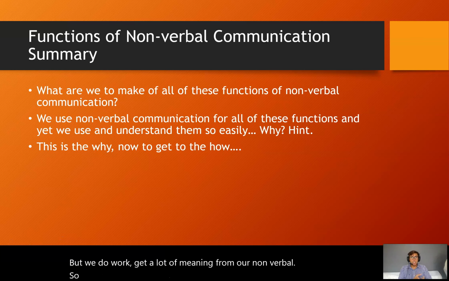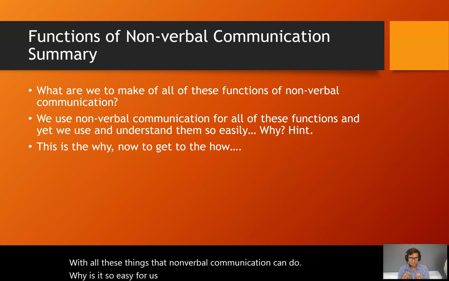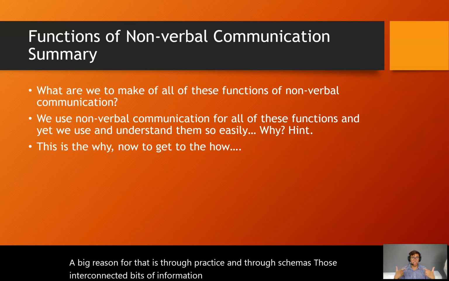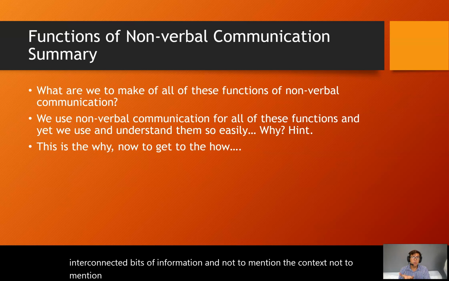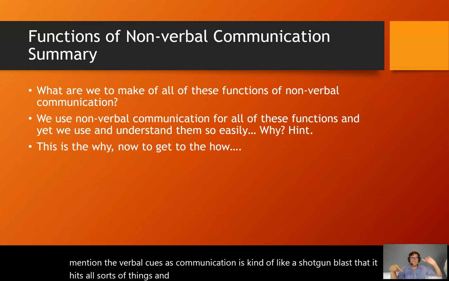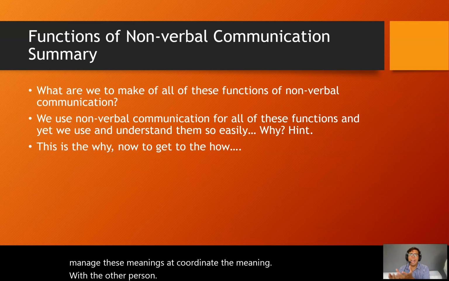So we've talked about the functions of nonverbal communication. With all of these functions, with all these things that nonverbal communication can do, why is it so easy for us to understand them? A big reason for that is through practice and through schemas, those interconnected bits of information, and not to mention the context, not to mention the verbal cues as well. So communication is kind of like a shotgun blast, that it hits all sorts of things, and then the audience has to pick and choose and try to manage these meanings and coordinate the meaning with the other person. So this is the why we do nonverbal communication.